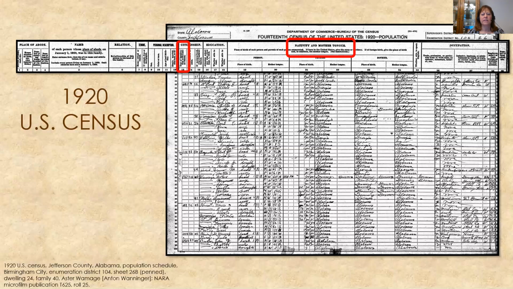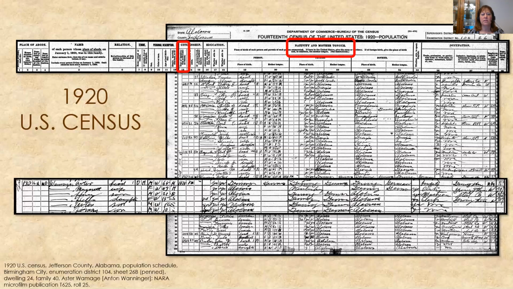Unfortunately, not every census taker paid strict attention to the instructions, such as the census taker for my 3rd great-grandfather's household. Birthplace for Anton and his parents? Simply Germany. No province, no state, no city, no region, just Germany.